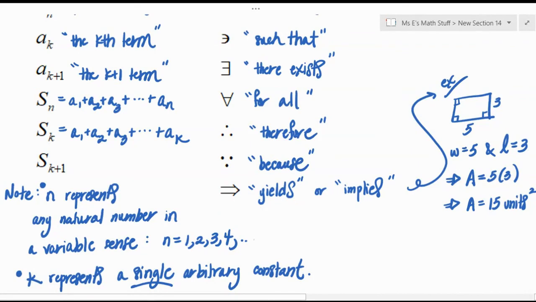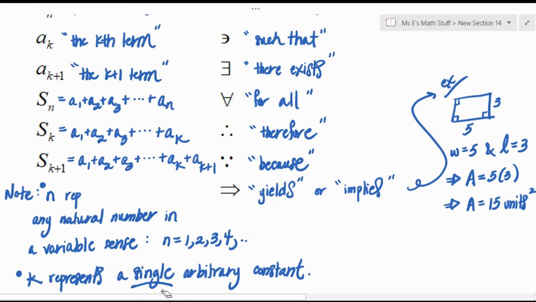I know S sub n and S sub k look extremely similar, but again, n is a variable and k is an arbitrary constant. So n represents all the possible natural numbers, and k represents a certain one. Now S sub k plus 1 would mean the sum of the first k plus 1 terms. So S sub k plus 1 is equal to a sub 1 plus a sub 2 plus a sub 3. You'd still have the kth term, and then you'd also add the k plus 1 term. I hope that makes sense.